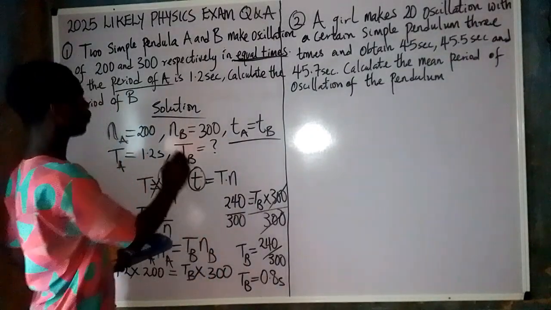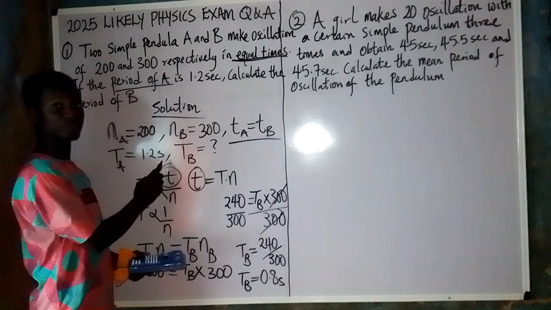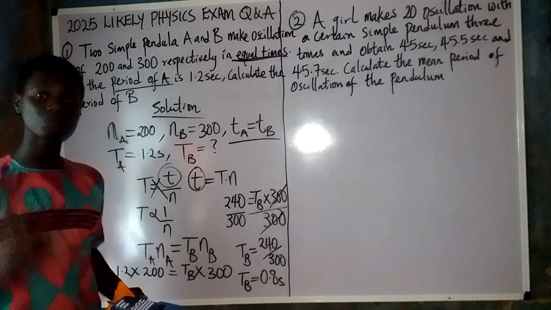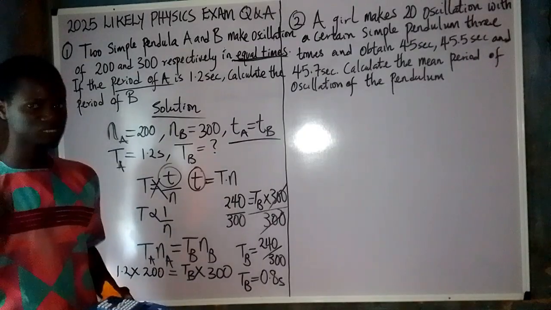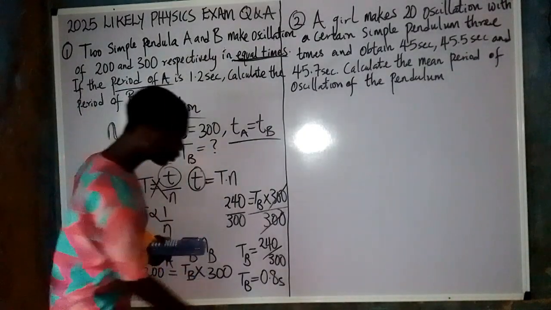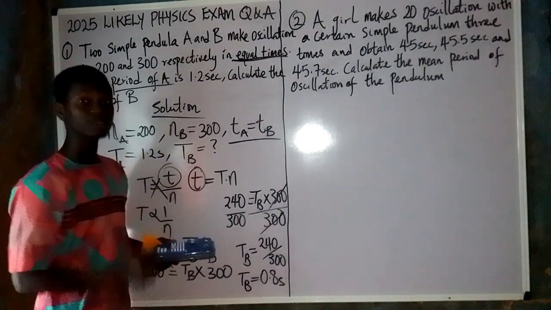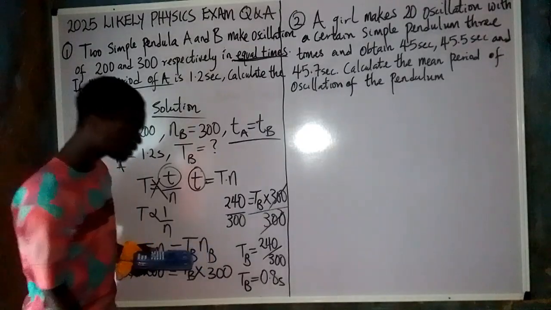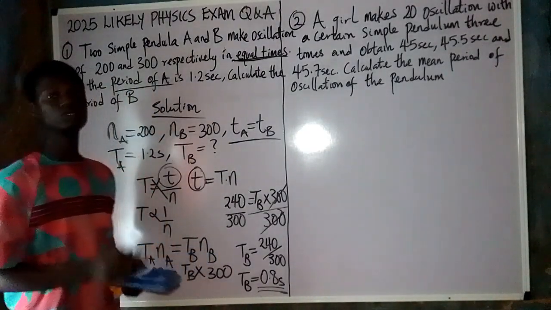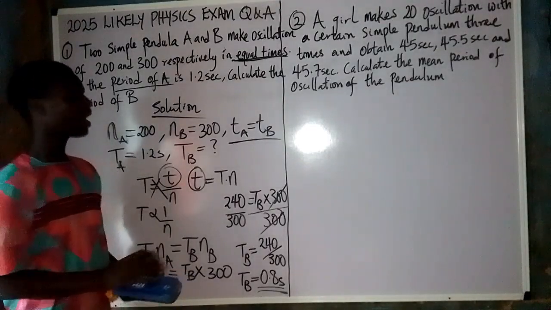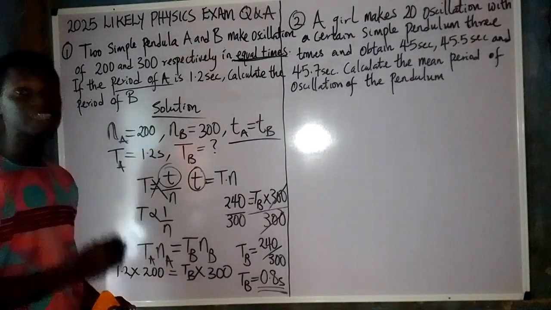Remember, for TA, it was given in seconds because period is a form of time. It is the time taken to make one complete oscillation. So when you are done finding your answer, here the answer is 0.8. The unit to add is second. And this is the answer to this very question. I hope this is clear. You can go through it again and see how it was solved.